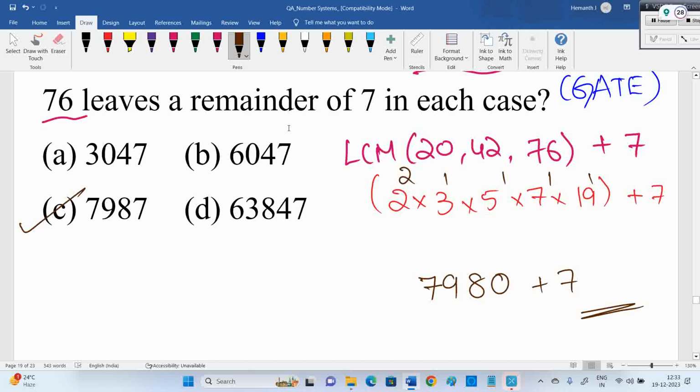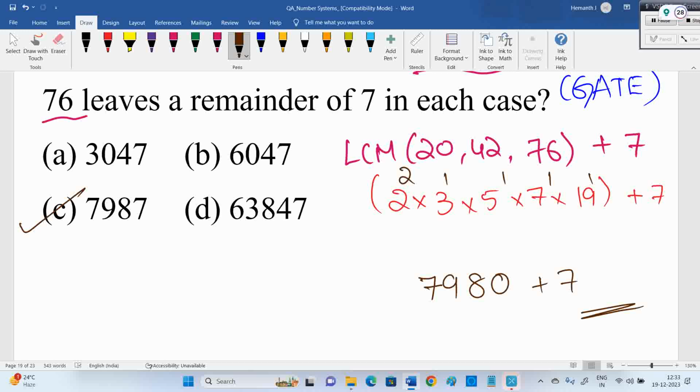And some people are doing option verification. That's why, right now in all government sector jobs, they're finally asking what is the sum of digits of the answer. If it is like this, what do you do? You remove 7 from the options. Then I'll check, is this number divisible by 76 or not? Is this divisible by 42 or not? Is this divisible by 20 or not? It's always divisible. They are going with option C like that.